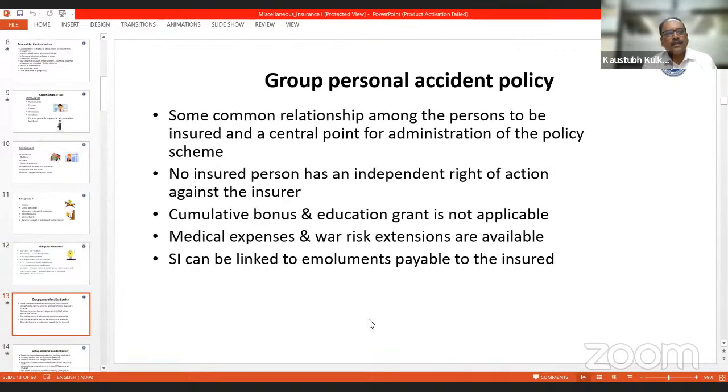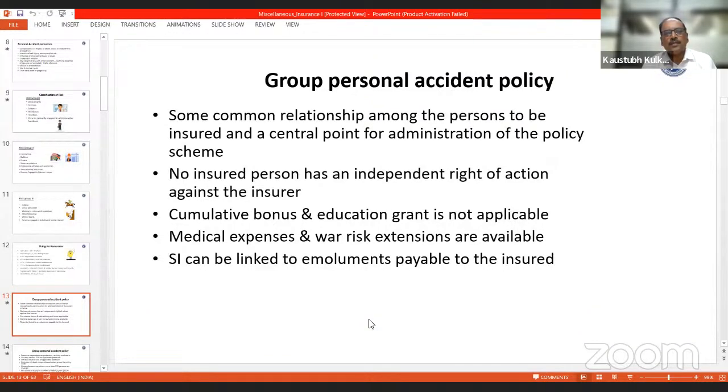Group personal accident policy. These are personal accident policy coverages, but given in groups. The groups should have a common relationship. That common relationship may be between employer and employee, or a club and their members. There will be many relationships wherein a common organization or common thing has to be established while taking the policy. So there must be some common relationship among the persons to be insured, and there has to be a central point of administration, like a company, a club, or any institution, and the people under the group take the policy.